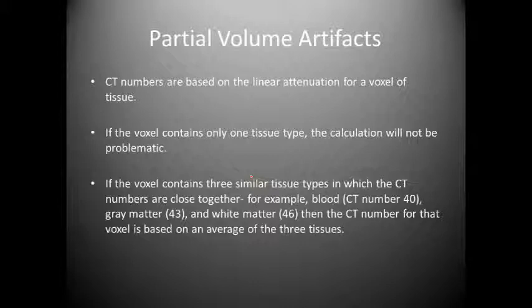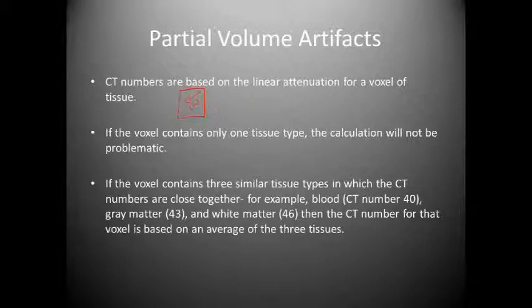You'll hear this tossed around a lot as well, partial volume averaging or partial volume artifacts. We see that CT numbers are based on linear attenuation for a voxel of tissue. If the voxel contains only one tissue type, the calculation will not be problematic. So basically, if for one CT number we get 85, that would correspond, we would think, to one specific tissue.